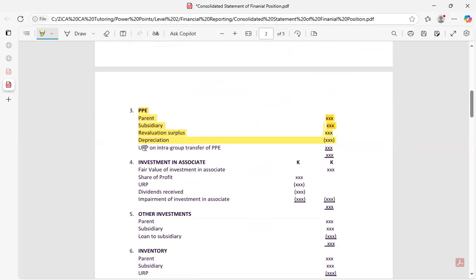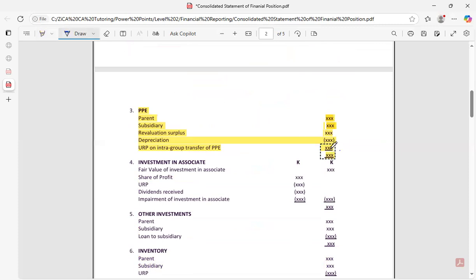And then unrealized profit on intra-group transfer of PPE. So sometimes property, plant, and equipment, right, is transferred across different subsidiaries. So the way we have unrealized profit on inventory, we've also got unrealized profit on PPE, right? So the unrealized profit that you find, you also deduct it here.